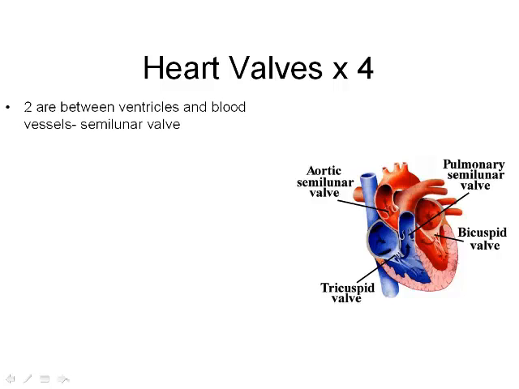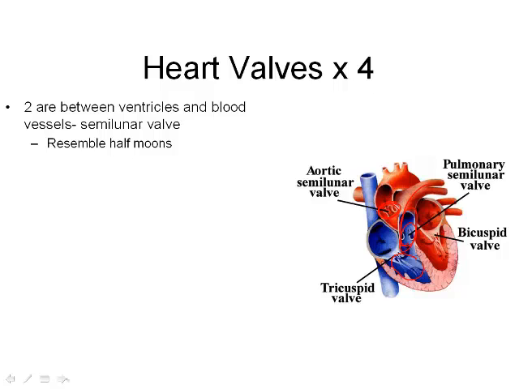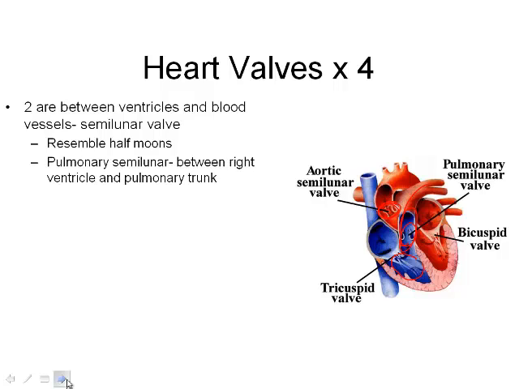Next ones we have are between the ventricles and blood vessels. As you can see here, here's our ventricle, and here's a big blood vessel. So here's a valve here, and then also another one. We'll talk about the blood vessels in a minute. These valve shapes resemble half moons, so we call them semilunar. There's the pulmonary semilunar, which prevents backflow between the right ventricle and the pulmonary trunk. And then we also have the aortic semilunar, which prevents backflow between the left ventricle and the aorta.